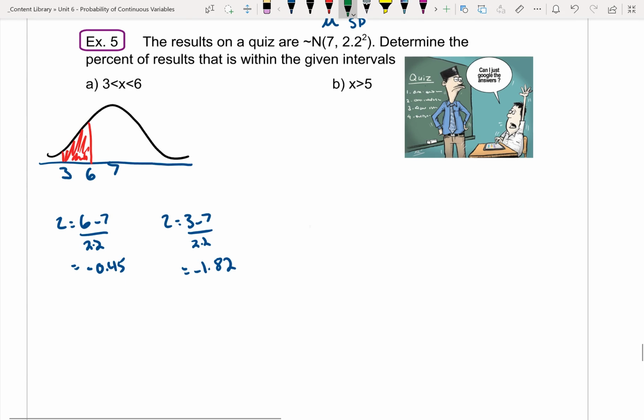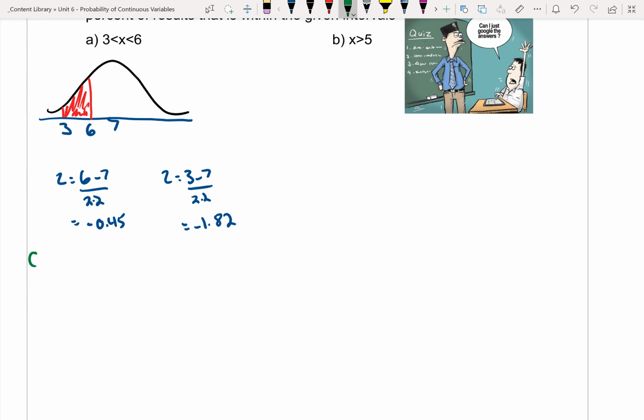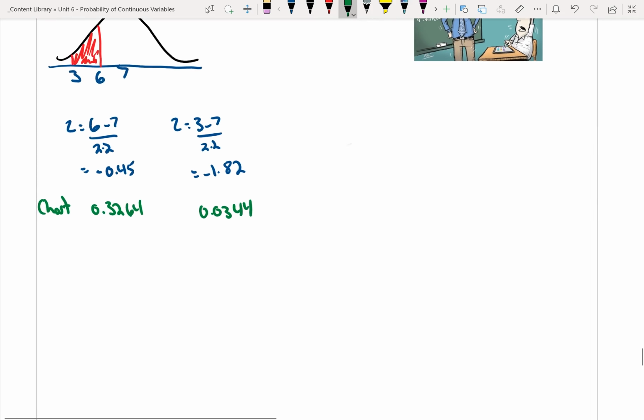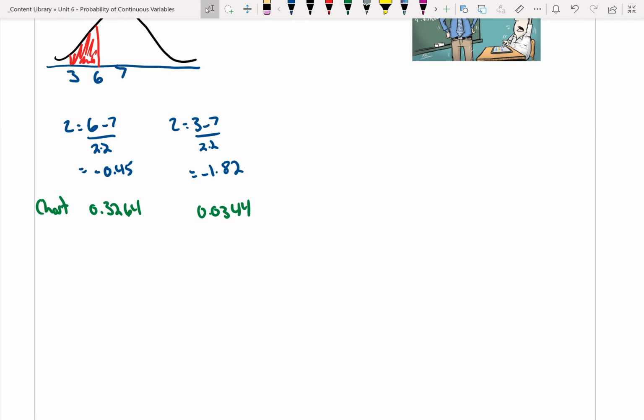So with these values now, I can go to the chart and I can find what is the probability of getting 6 or lower and getting 3 or lower. The probability of getting 6 or lower is 0.3264, or 32.64%. And for 3 or lower, it's 0.0344, or 3.4%. So now how do I use these two values to find out what percentage is between 3 and 6?